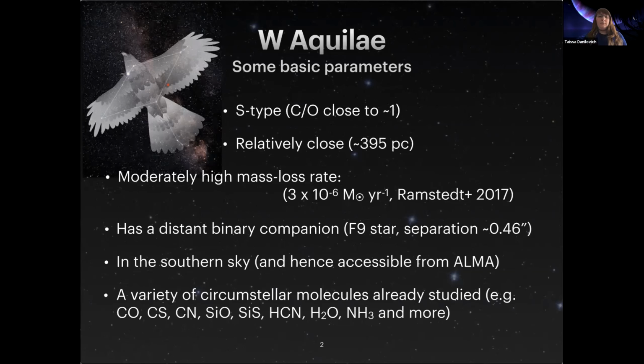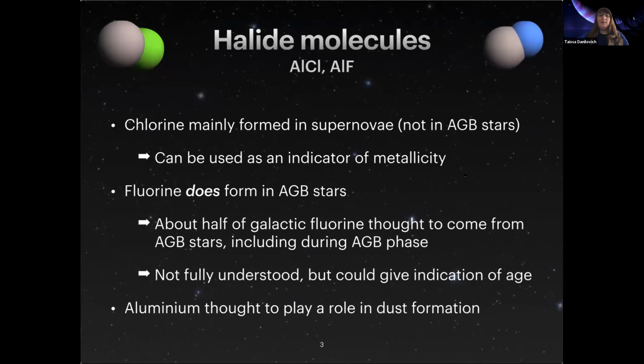W Aquilae has already been studied quite a lot, so we know a lot about it. A lot of molecules have already been detected, but today I'll be presenting new detections of aluminium halide molecules. So that's AlCl and AlF, aluminium chloride and aluminium fluoride, which we've detected in an S-type AGB star for the first time using ALMA. One reason these molecules are interesting is because of the aluminium content. Aluminium is thought to be involved in the dust formation process, so studying what it's doing is interesting from that point of view.